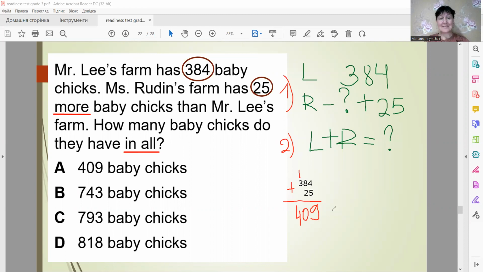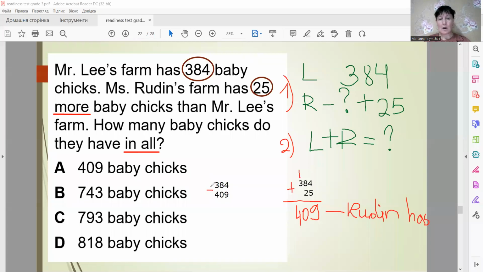So 409 chicks. We only found what Rudin has. I would like you to write an explanation to understand what that number is about. Is it a number about the dogs, the cats? No, it's how many chickens Rudin has. And only now we can add all the chickens together. We know that Lee has 384. Now we know that Rudin has 409.